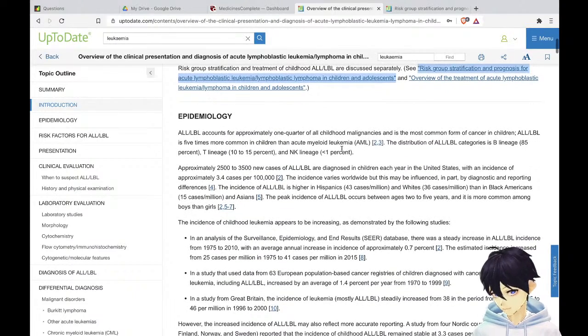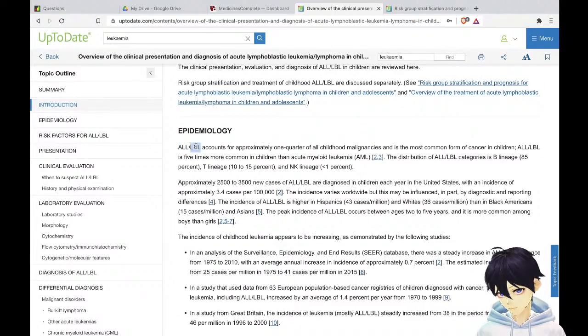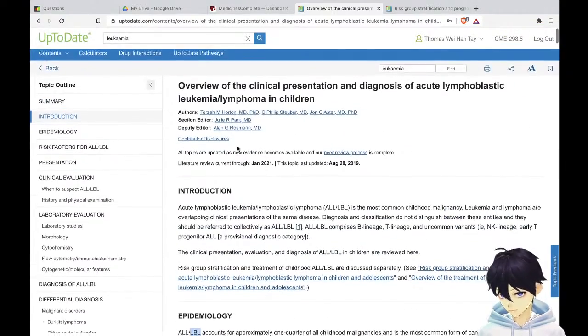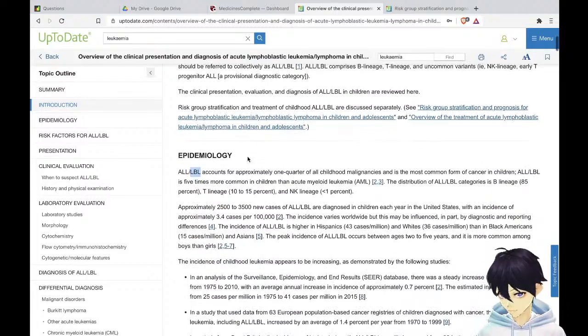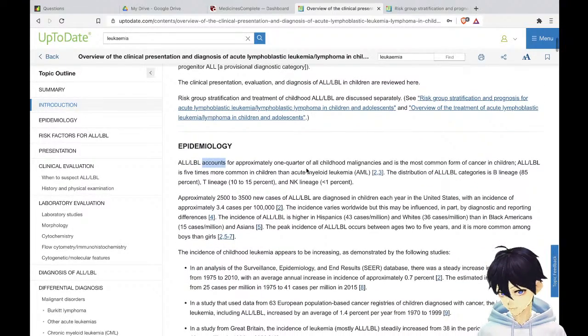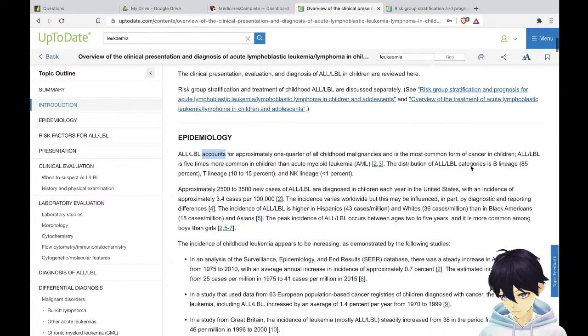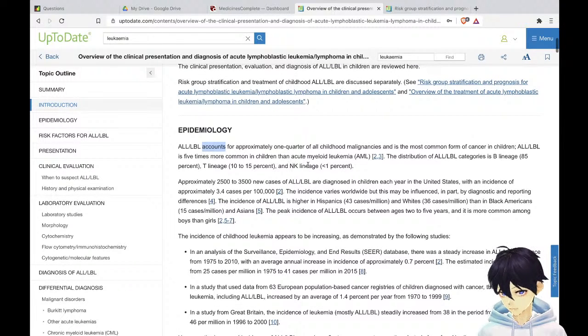Alright, epidemiology, ALL or LBL, acute lymphoblastic leukemia or lymphoblastic lymphoma, right? Accounts for approximately 1/4 of all childhood malignancy and is the most common form of cancer in children. ALL or LBL is 5 times more common in children than acute myeloid leukemia, because acute myeloid leukemia is more common in adults more than 65 years old.